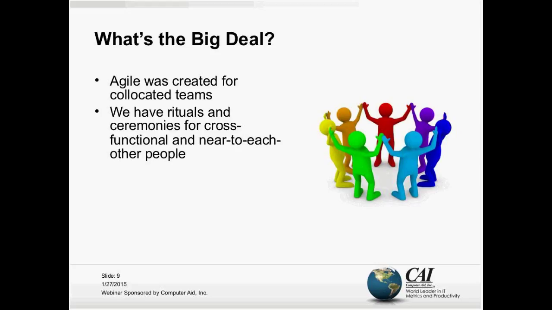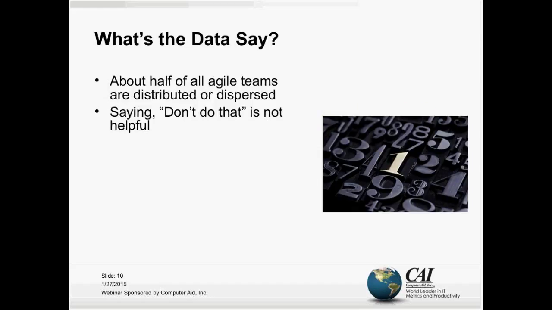So when you have a geographically distributed team, you might be saying, I don't know how to do this business with standing up. How do we even have a time when all of us can be in the same room together, or at least in the same time, on the time-space continuum together? But here's what the data says. About half of all Agile teams are either distributed or dispersed.